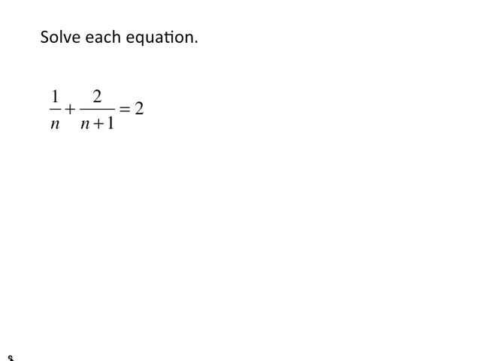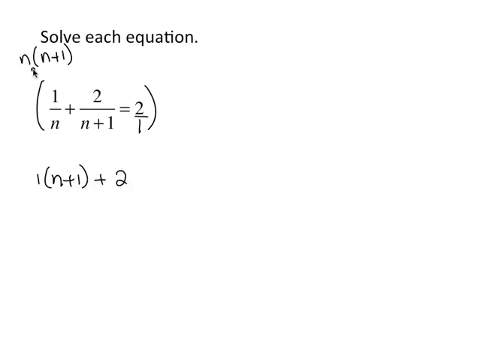Let's solve each equation. The first step is to clear the fractions by multiplying the equation by the LCD. In this case, the LCD is equal to n times n plus 1. So when I multiply the LCD times the first fraction, you can see how this n is going to cancel with this n. So we have the existing numerator, and we're going to multiply it by what's left of the LCD. So we get 1 times n plus 1 plus 2, which is the existing numerator here.